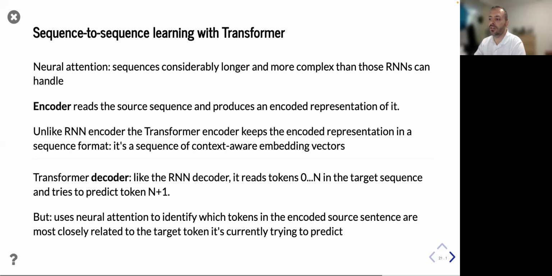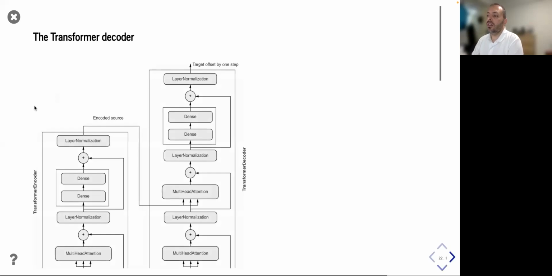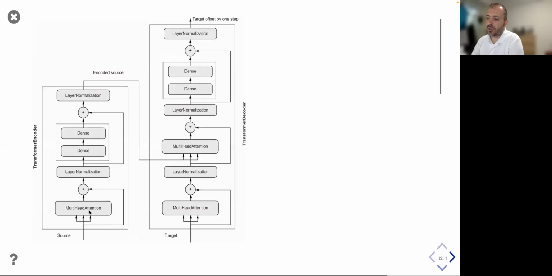And regarding the decoder, like the RNN decoder, it uses the first 0 to n tokens in order to produce the n+1. But it uses neural attention to identify which tokens of the encoded source sentence are most closely related to the targets. So let's see how this works. So this is both the encoder and the decoder part. This is what we saw before.